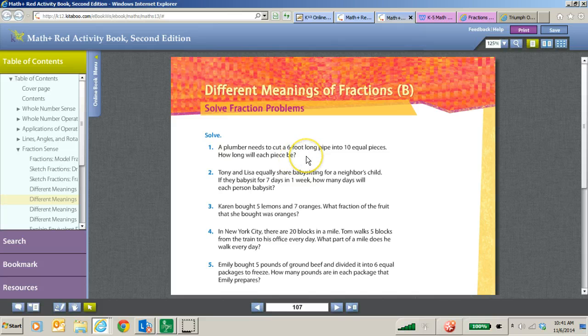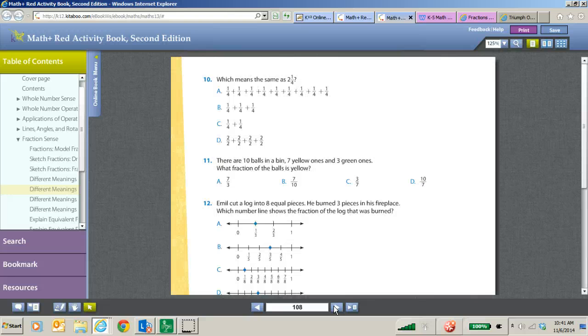Basically, we want students to understand this: a plumber needs to cut a 6-foot long pipe into 10 equal pieces. How long will each piece be? We have 6 out of the 10. So we can turn that into a fraction, and we want them to understand that fractions are the same thing as a division problem. We'll continue to go through some word problems like that and more representations.